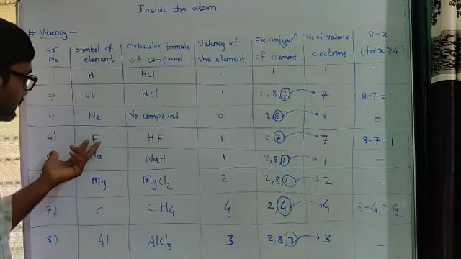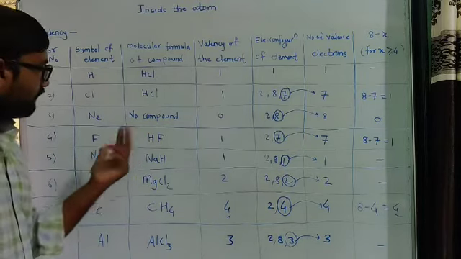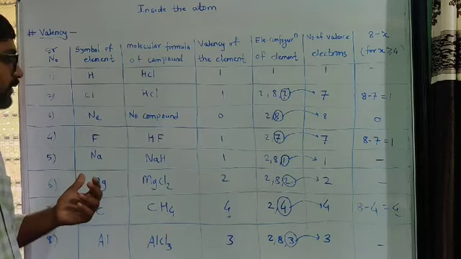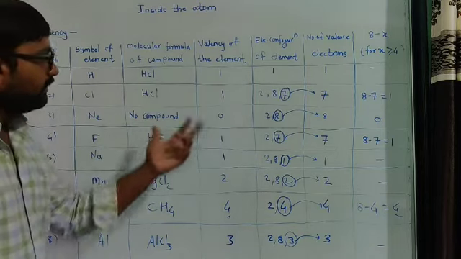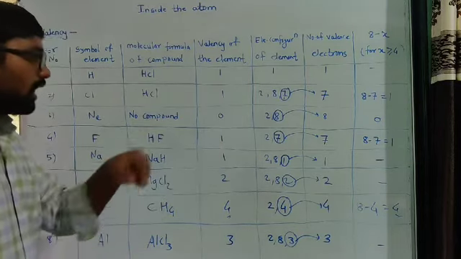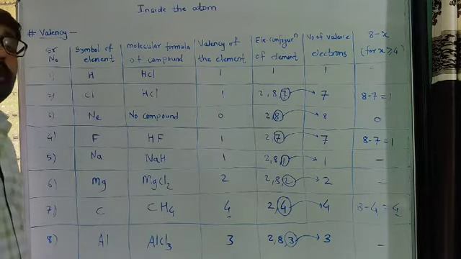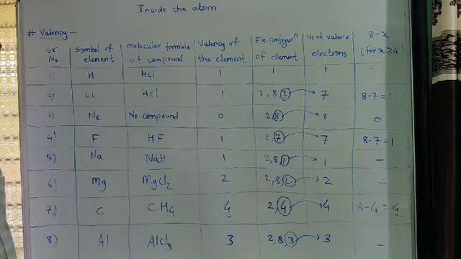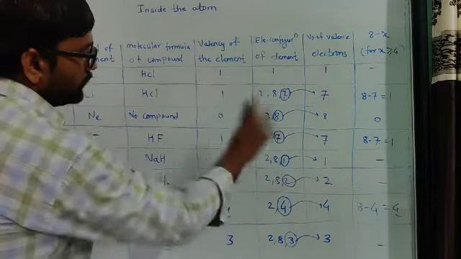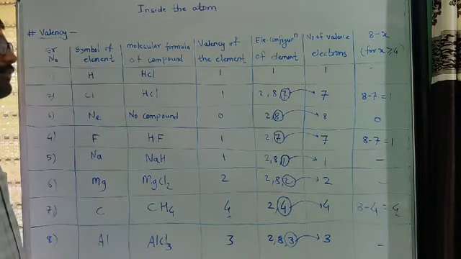Next is fluorine. HF is the compound which is formed by fluorine. Okay, so look at the valency of fluorine, how much is it? One. How? Now we see, total 9 electrons are there in a fluorine atom. Okay, so 2, 7 is the electronic configuration of fluorine.